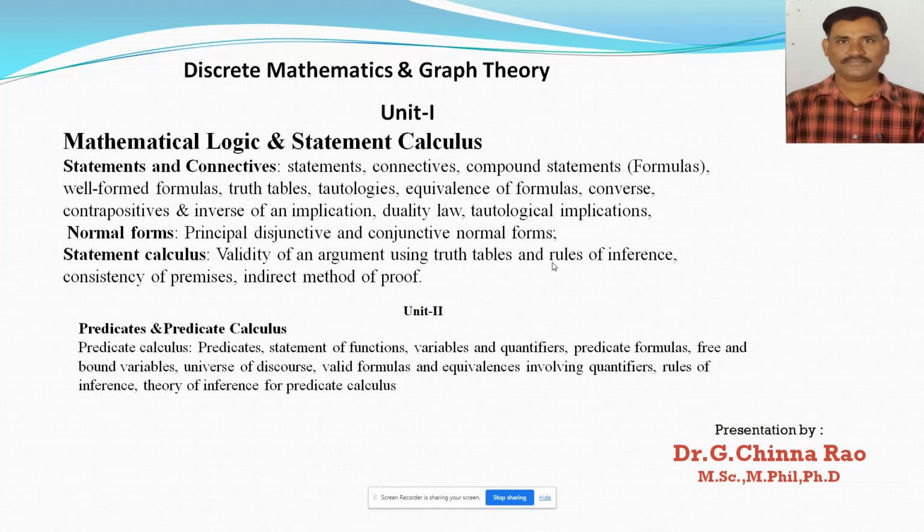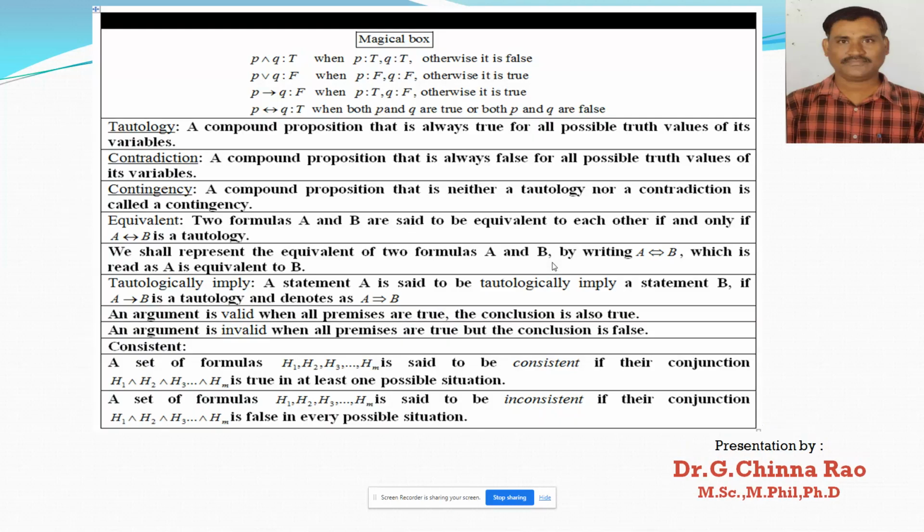So, to learn truth tables, we have to learn these concepts. First of all, read five or six times, then understand and keep it in your mind. Basically, we need conjunction, disjunction, and conditional and biconditional statements, and their truth values.